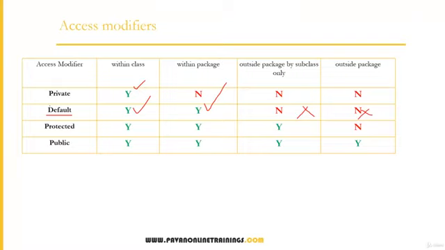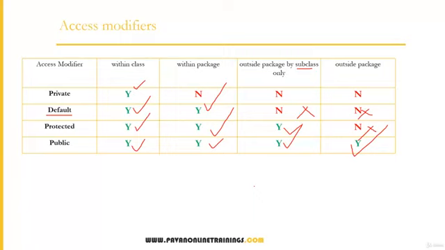So we can access within the class, we can access within the package, and we can access outside of the package, but only through a subclass, meaning inheritance. Outside of the package directly it is not possible. But when I say public, within the class is possible, within the package is possible, outside of the package through inheritance is possible, and without inheritance also possible. This is a direct access. So this is a summary of access modifiers.